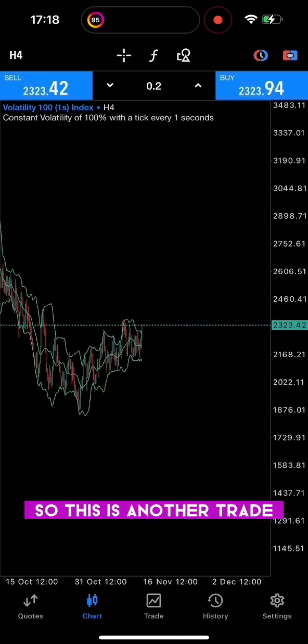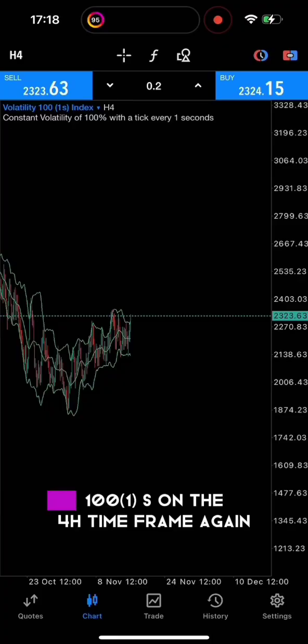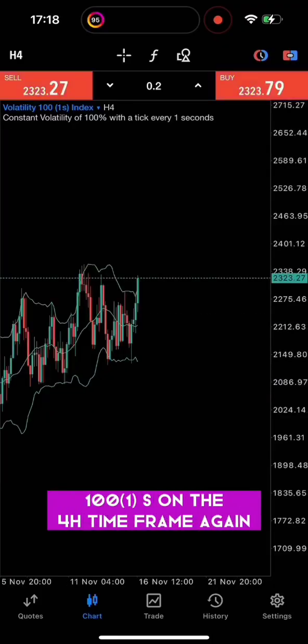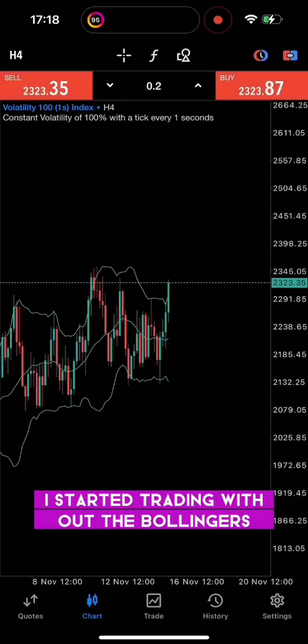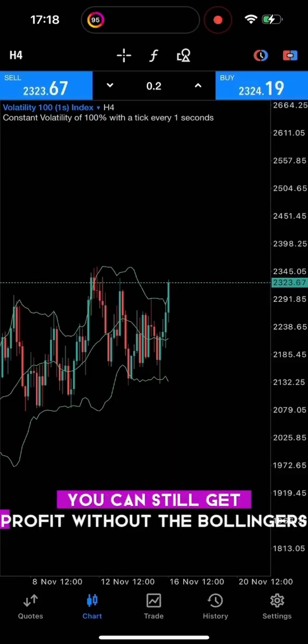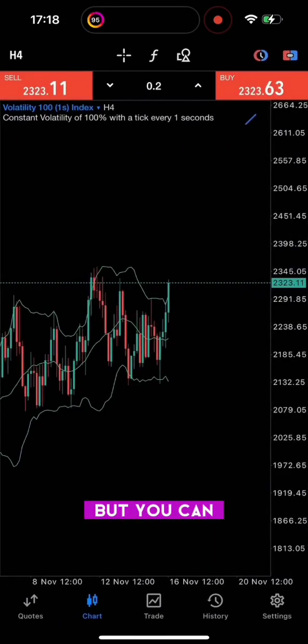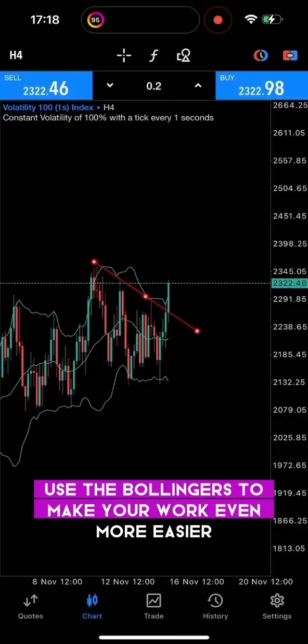So this is another trade. This is Volatility 101s on the 4-hour time frame. Again, I'm going to be using the Bollingers. I started trading without the Bollinger to show you that you can still get profit without the Bollingers, but you can use the Bollingers to make your work even easier.